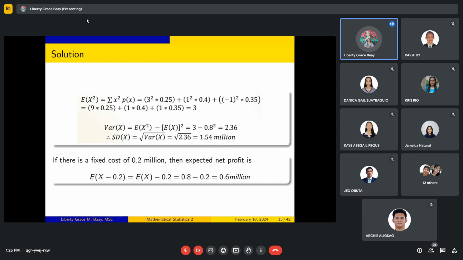So this is equal to 3 minus 0.8 squared, which is 2.36. Which means that the variance of x is equal to 2.36, and so the standard deviation is just equal to the square root of 2.36, which is equal to 1.54 million.